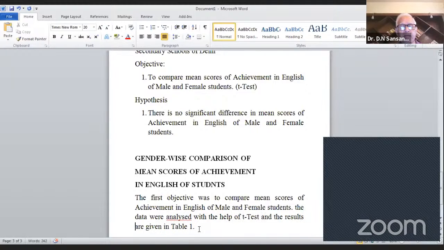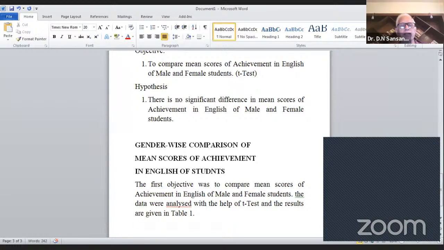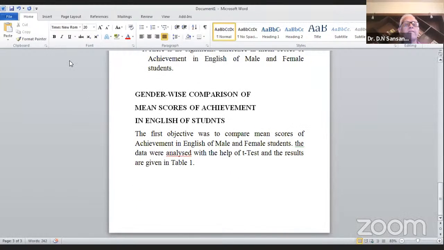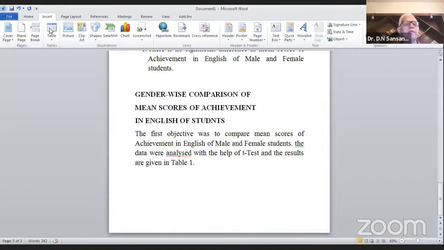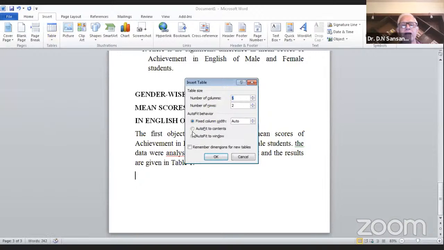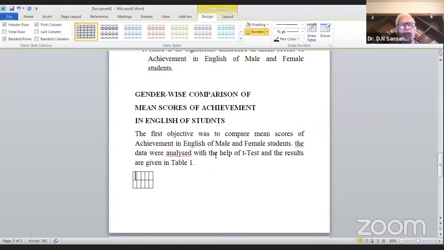So now let me make a table. So here I'm going to insert the table. You can see when I insert the table, I go to the table and I am inserting it. So this is insert. I want auto fix. So I say auto fix. All right, fine.